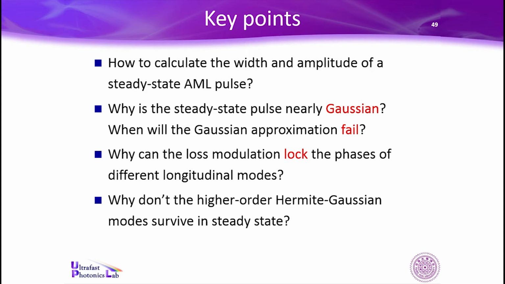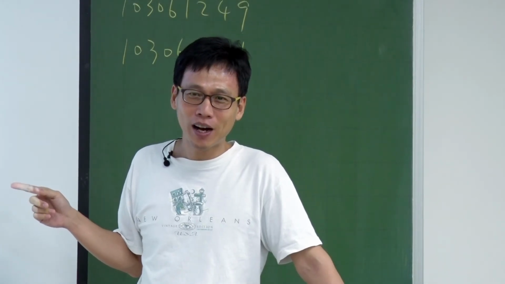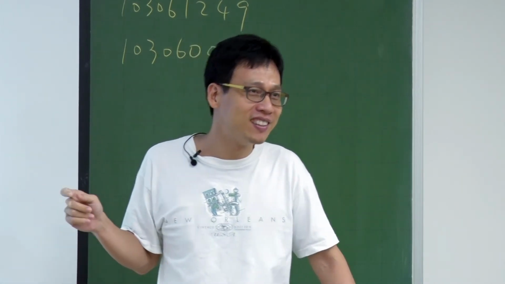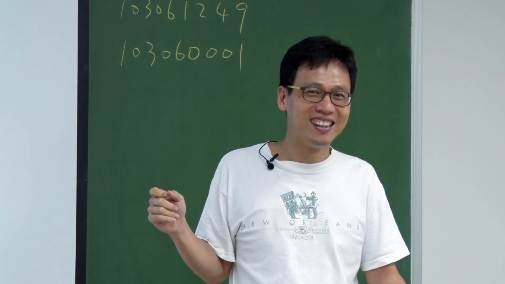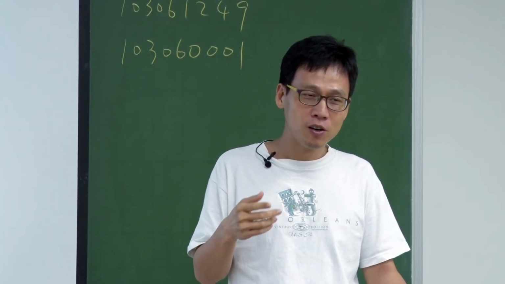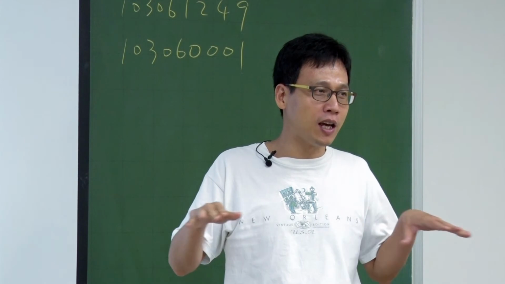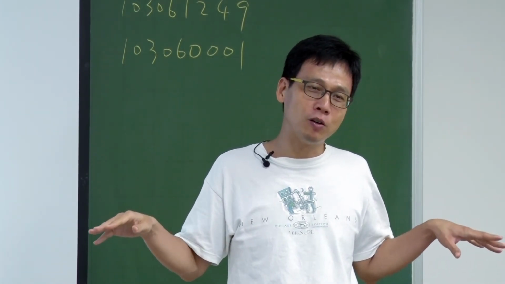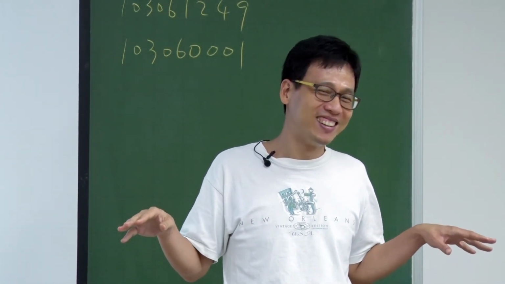Okay. Third, why can the loss modulation lock the phases of different longitudinal modes? It's a very important question. Why are these phases locked together? Energy interchange. Yes, the key word is energy transfer from the central mode to the neighboring modes by way of the loss modulator, right?